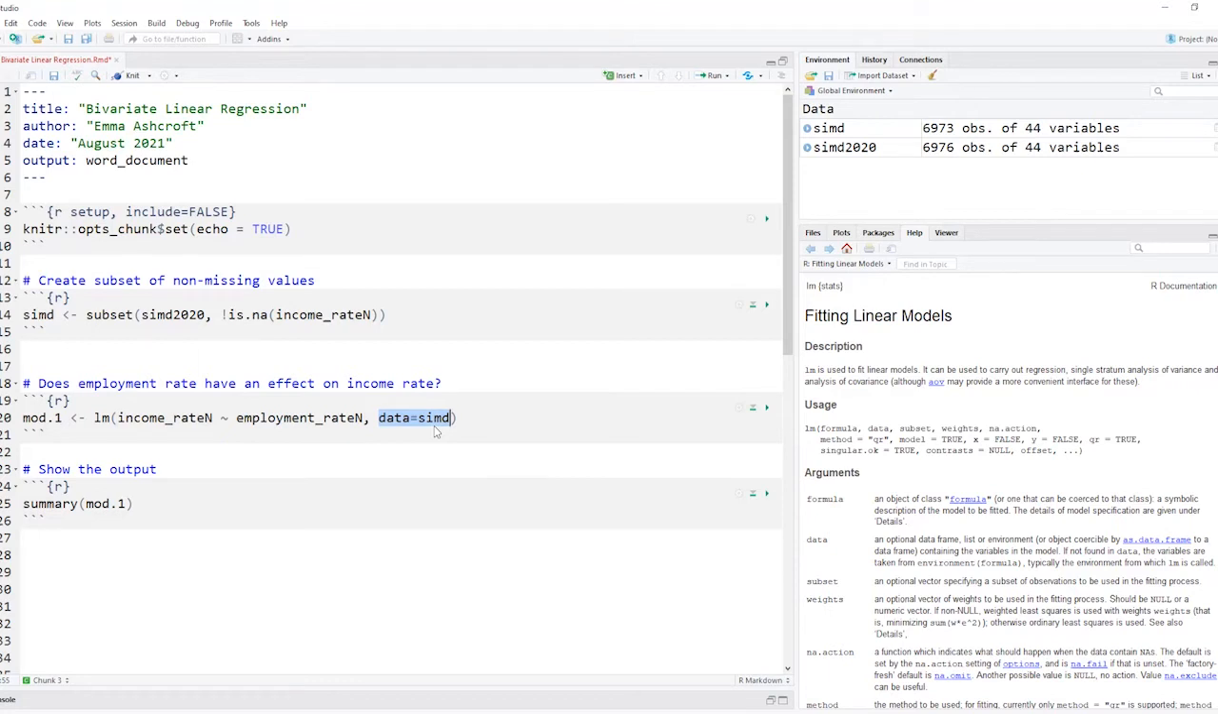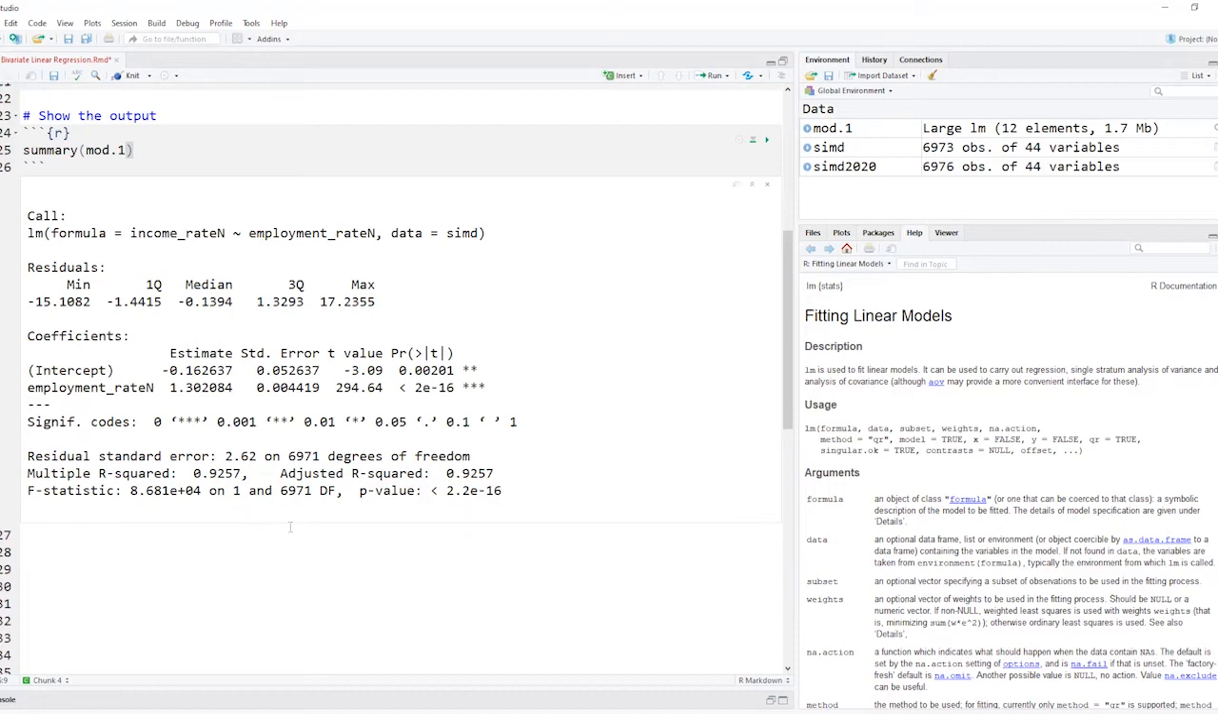The predictor variable here is the employment rate variable, which is the percentage of people in a data zone that receive welfare benefits from the government as they cannot work due to long-term illness or disability. If we run this model, we will see the model name appear in the global environment. To view the results of the model, we need to use the summary function and place the model name in the brackets.